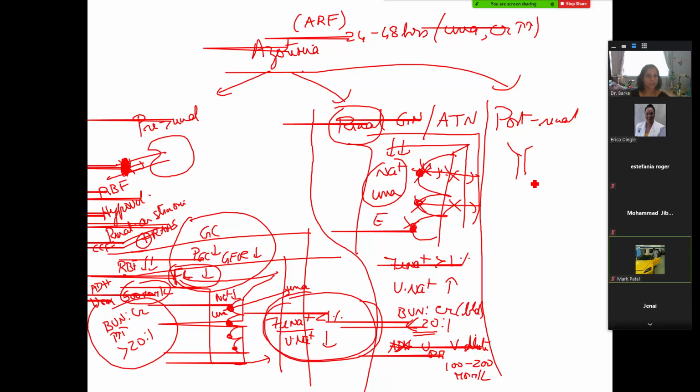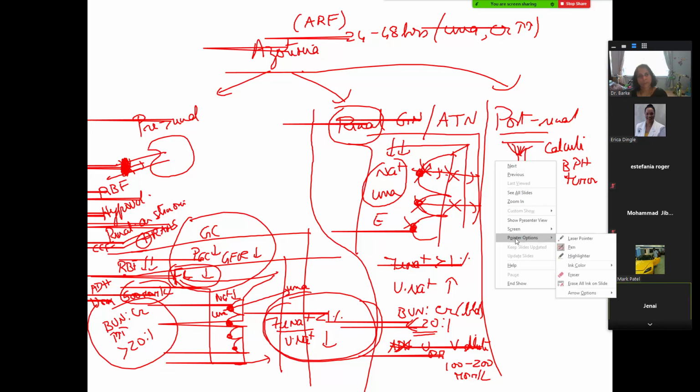Post-renal, what's the cause? Anything which affects the outflow of urine. Can be a calculus, stone, benign prostatic hypertrophy, tumor. So start from this first. If there's an outlet obstruction, which Starling's force is affected first? Bowman's space. Good.